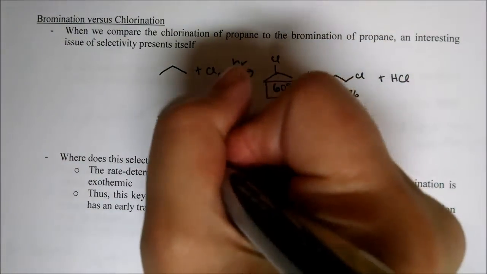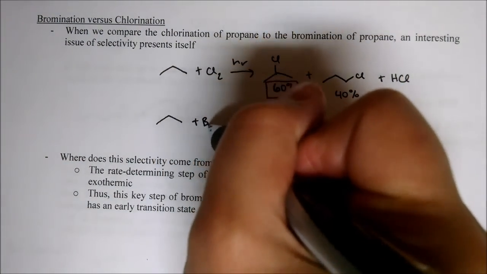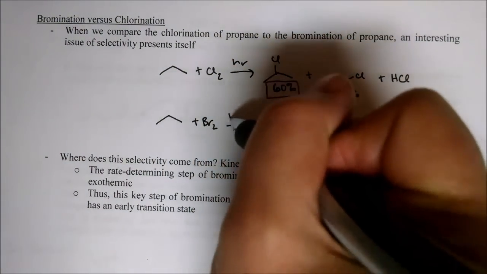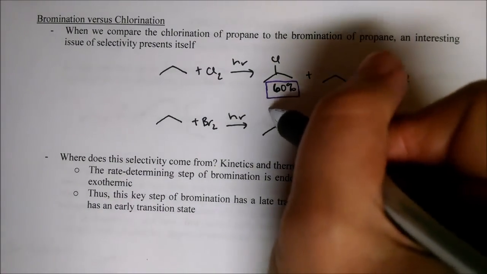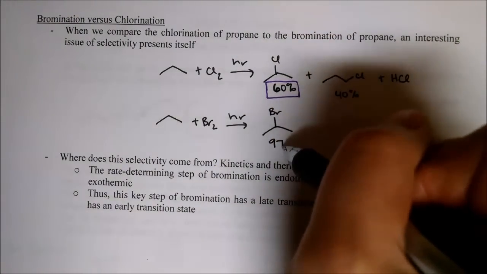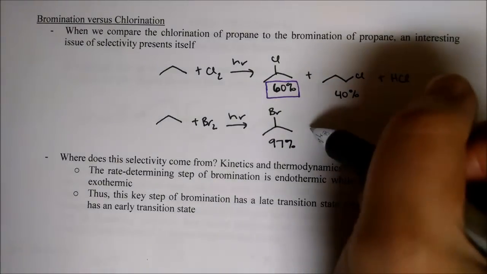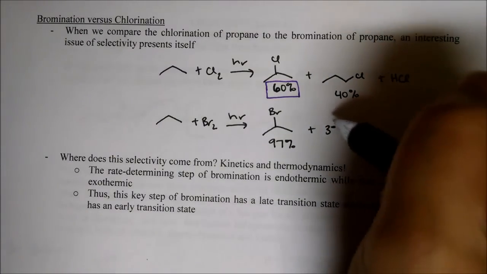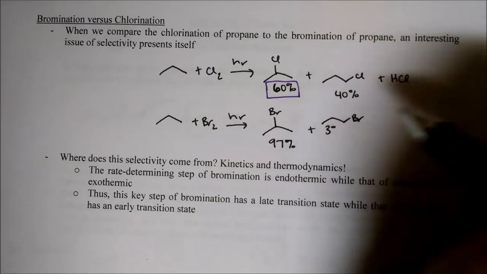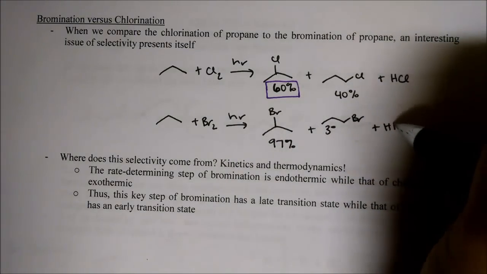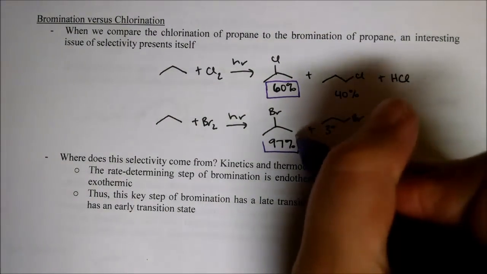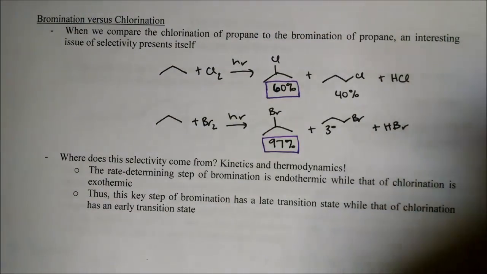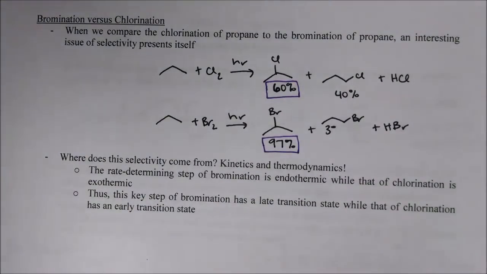Well, when we take propane and bromine, Br2, we get a different product ratio. Okay, so we actually get 97% of this guy and only 3% of the primary. And we make HBr, of course. But this is definitely a much better selective reaction. Much better, improved selectivity, right?